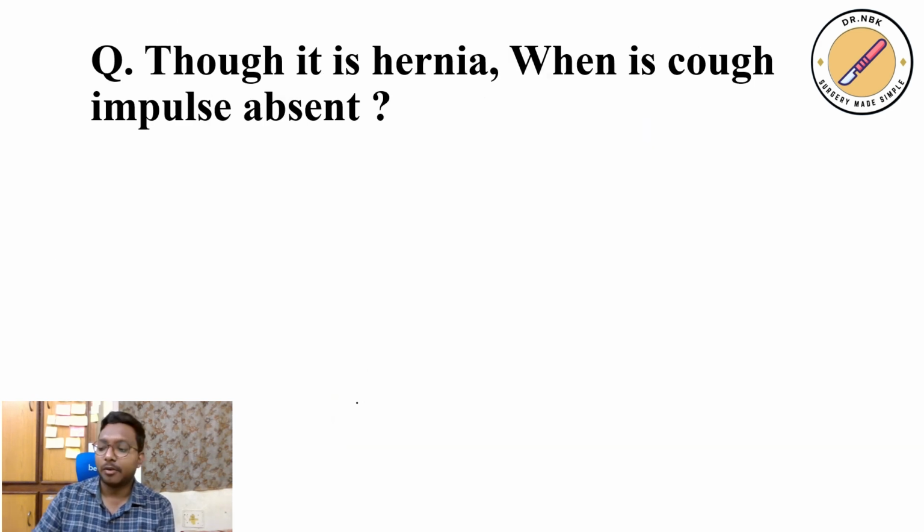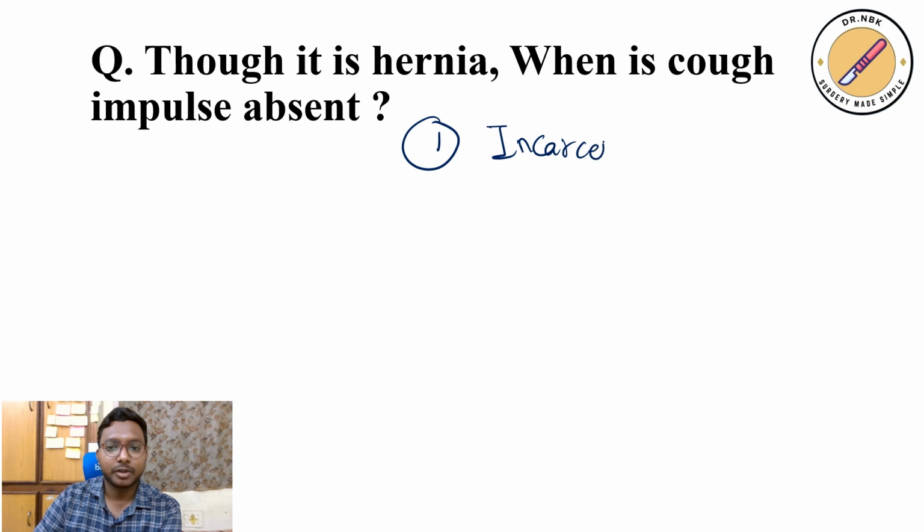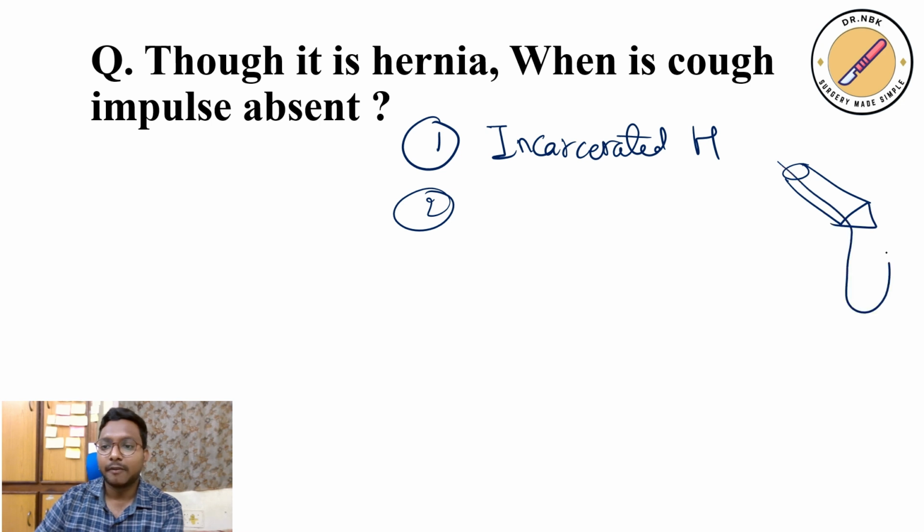Right. Another question regarding cough impulse: even though expansile cough impulse is a cardinal feature of hernia, in what scenarios will cough impulse be absent even though it is a hernia? The first one is an incarcerated hernia. It is nothing but an obstructed hernia where the obstruction is due to inspissated fecal material. This is the deep ring and this is the superficial inguinal ring. When you have a hernia of prolonged duration at the level of the deep ring, because of adhesions or tightening of the deep ring, you can get an absent cough impulse.